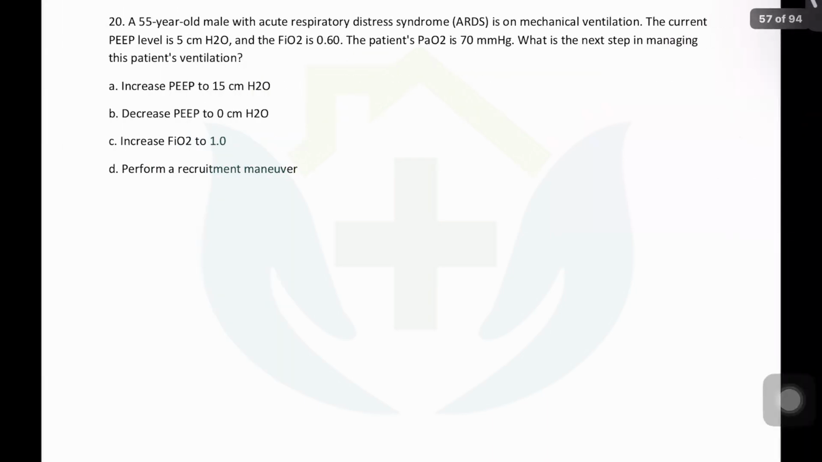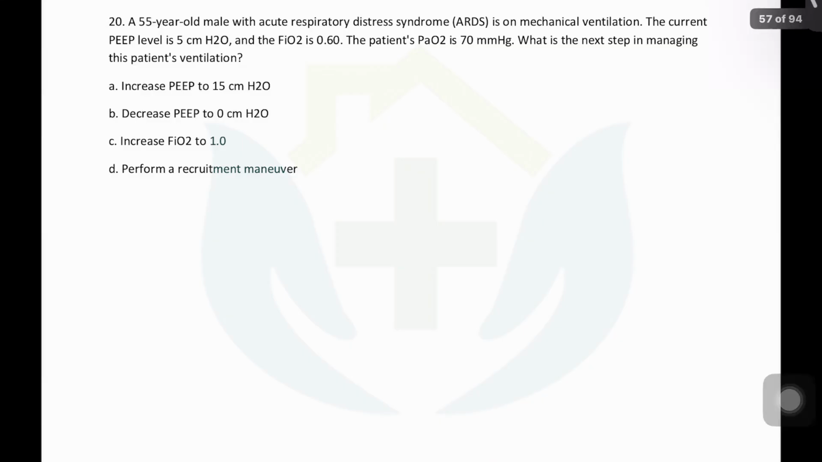Okay. A 55-year-old male with ARDS is on mechanical ventilation. The current PEEP level is 5, FiO2 is 60%, and the patient's PaO2 is 70. What is the next step in managing this patient? Yes. Increase PEEP.